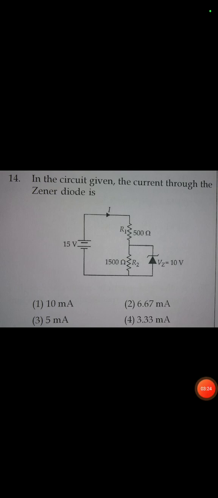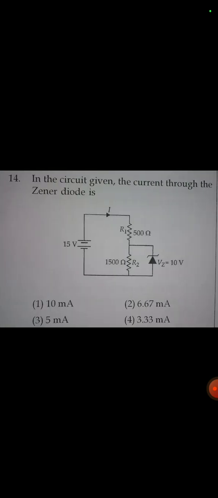Next is the most frequently asked question. In the circuit given, current through the Zener diode is. So we can see that the voltage drop across R2 is equal to the voltage drop across V Zener, which is 10 volt. Current through R2 is, from V equal to IR, I is 10 upon 1500 ohm, which is 0.667 into 10 to the power minus 2 ampere.